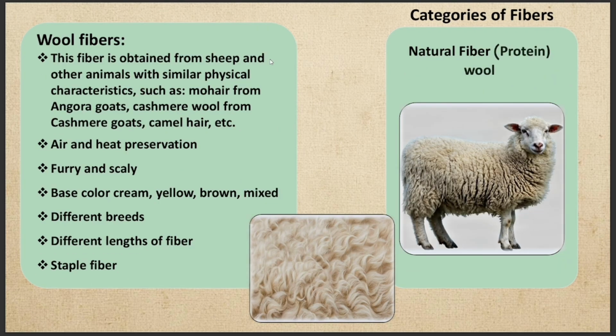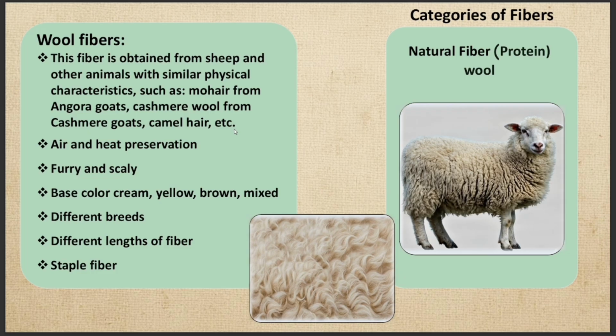This fiber is obtained from sheep and other animals with similar physical characteristics, such as mohair from Angora goats, cashmere wool from cashmere goats, camel hair, and so on. These fibers are animal-based and of a hair type. They may be washed and cleaned either after being removed from the animal's body or during the spinning process, because they contain fats and impurities that must be removed.